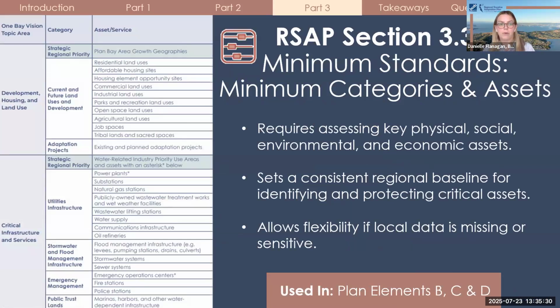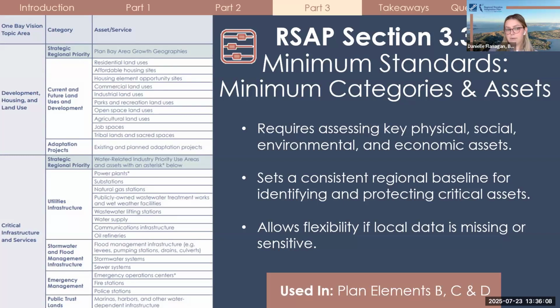Next, let's look at the minimum categories and assets. Planning and developing adaptation strategies, as we asked you to do in element D, requires assessing a range of important assets that could be affected by sea level rise. The minimum categories and asset standards help set a consistent regional baseline for identifying and protecting critical resources that range from physical to social to environmental and economic. This standard is designed to help governments understand what's required and ensure nothing important is overlooked. You'll see a snapshot here of the type of assets you'll need to consider in your plan.